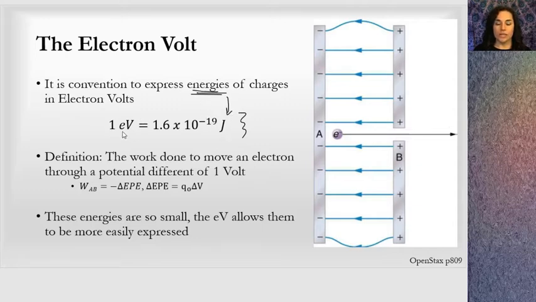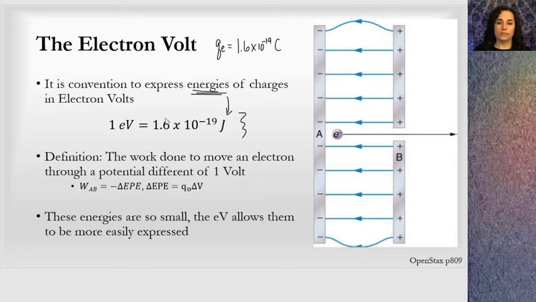And 1 eV is 1.6 times 10 to the negative 19th joules. And if you're keen on constants, you're going to recognize that that is also the elementary charge. 1.6 times 10 to the negative 19th coulombs is the elementary charge. 1 electron volt is 1.6 times 10 to the negative 19th joules.